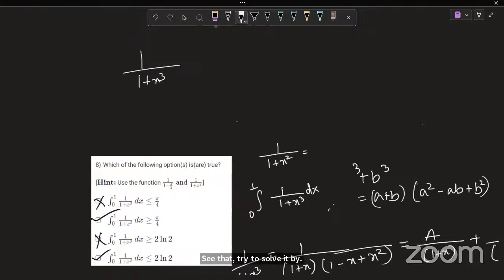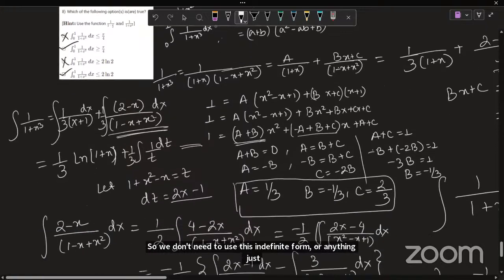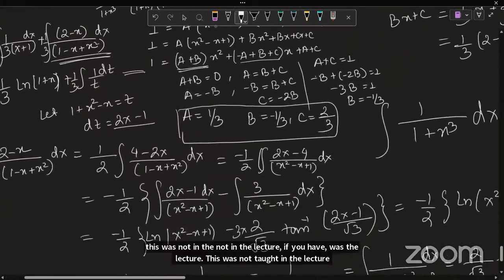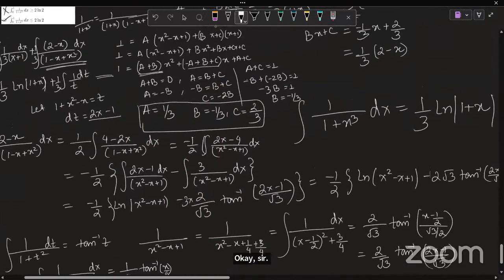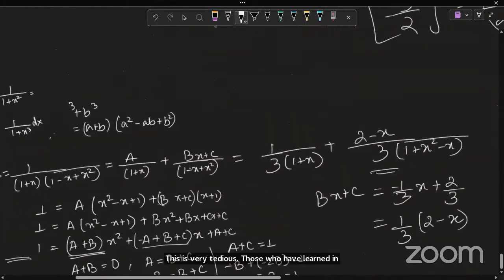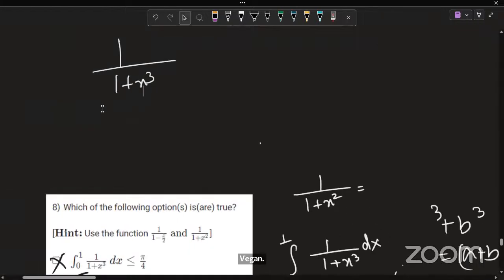So, sir, we don't need to use this indefinite form or anything? Because simply this sum was not taught in the lecture. If you have watched the lecture, this was not taught in the lecture. No need to use this because this is indefinite integration and this is very tedious. Those who have learned in class 11, they can get it. They have maths in class 11. They can get it.